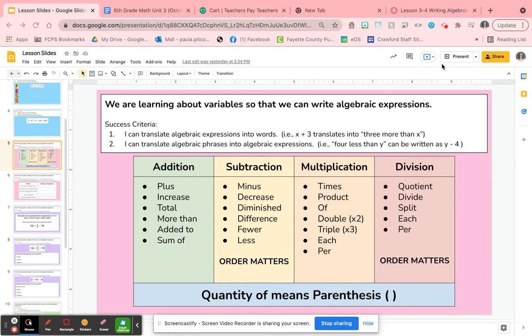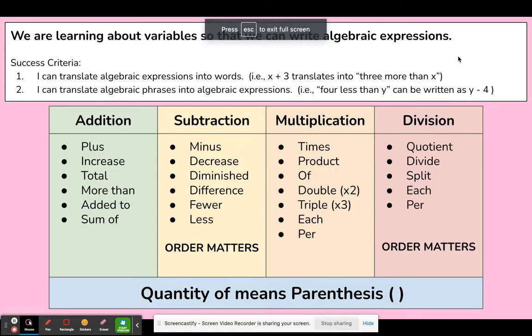Hey guys, today we're going to talk about variables, and we're going to use these variables to write algebraic expressions. That's right, we are ready for algebra. Okay, so when you look at the screen, you're going to see different columns that are different colors. Each color represents a different operation.